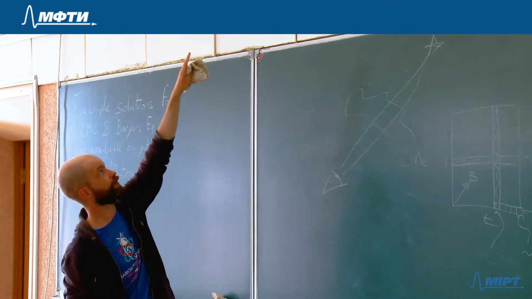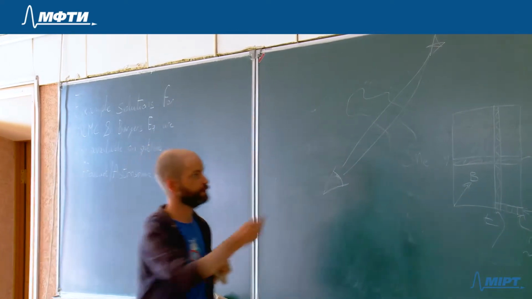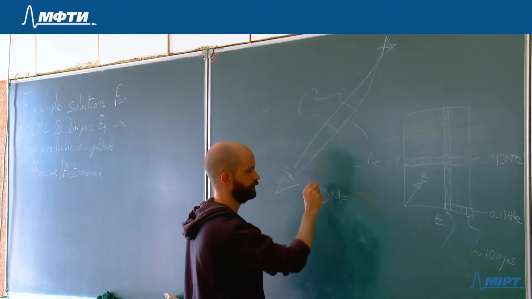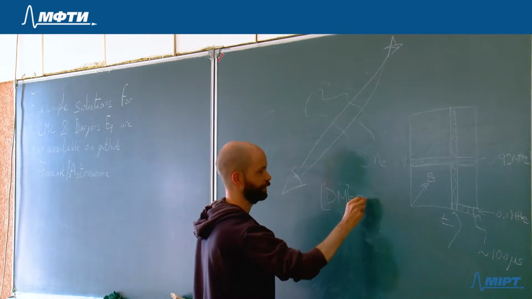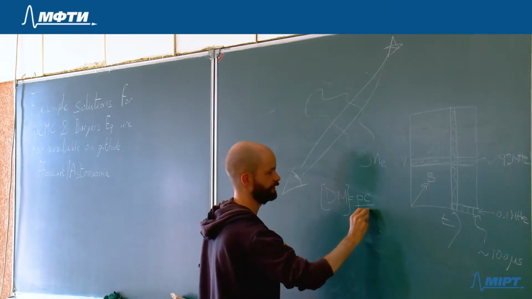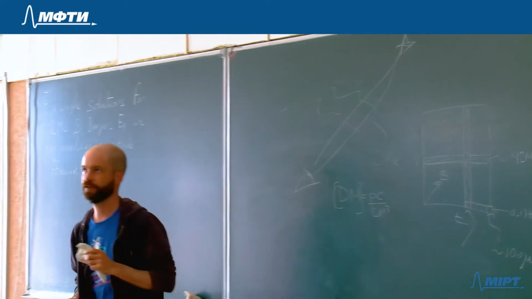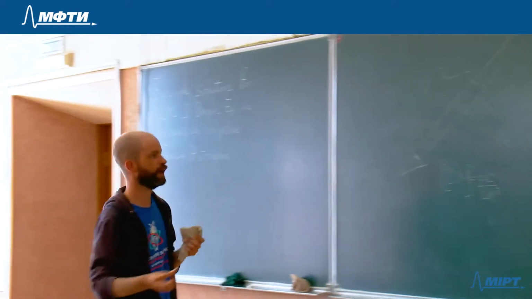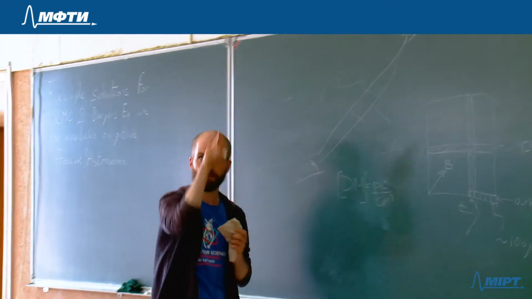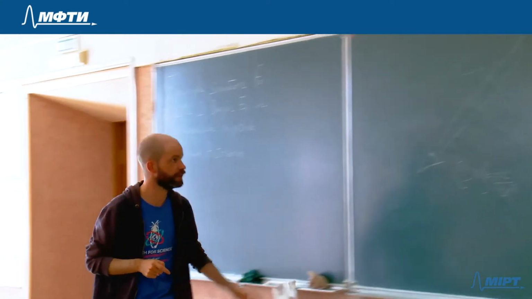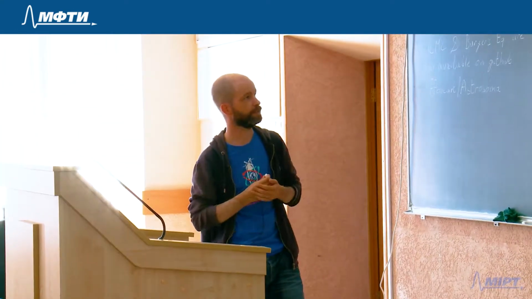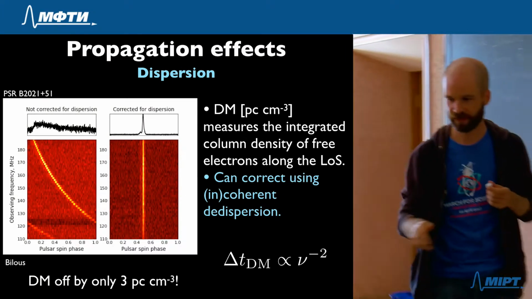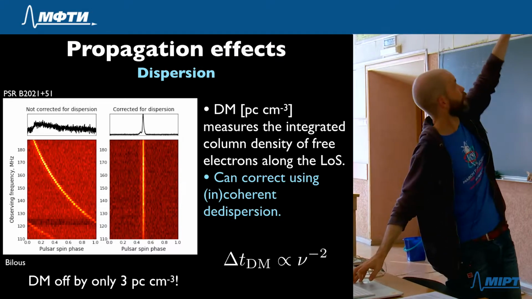So we measure this thing that's called the dispersion measure. What the dispersion measure is essentially giving us is the integrated column density. It has these crazy units of parsecs per cubic centimeter. It gives us the column density of free electrons along the line of sight. So we don't have any three-dimensional information, but we do have a one-dimensional line of sight through the galaxy or through the interstellar medium or through the intergalactic medium that tells us how many free electrons are along the line of sight.